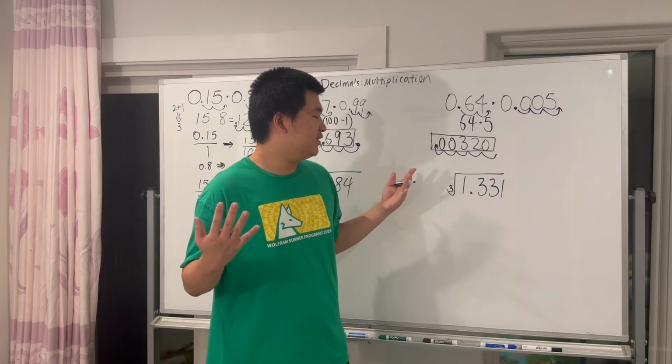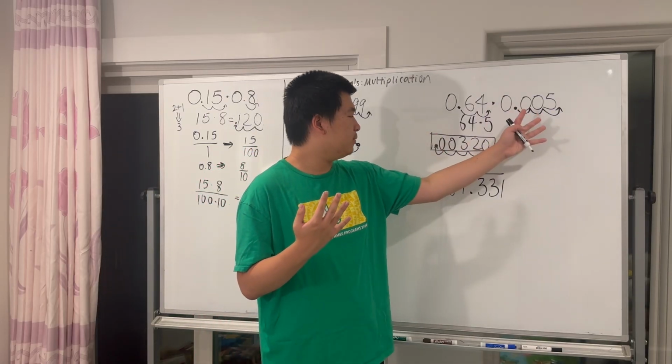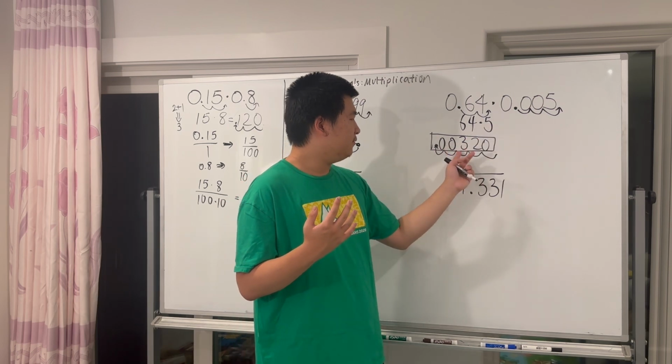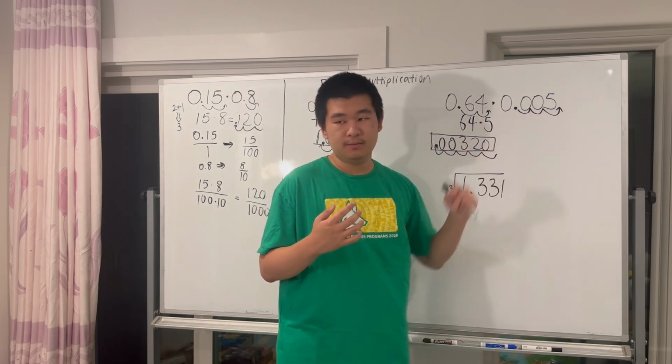And once again, sanity check. Is this less than the smallest number in this problem? Yes, because 32 is less than 50.